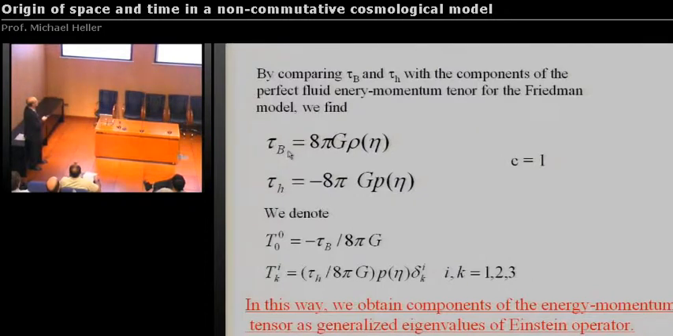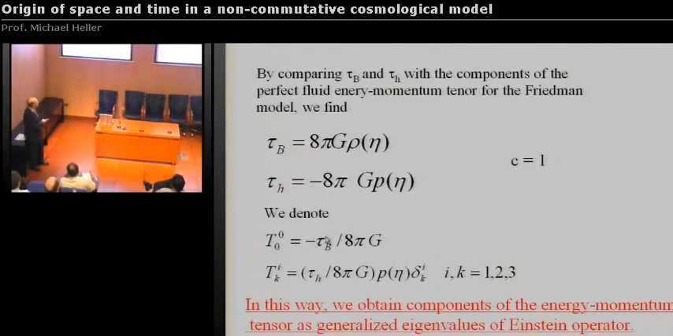B divided by G, where G is the gravitational constant. We assume, for simplicity, that the velocity of light is 1. So this is the time component of the energy-momentum tensor, and the remaining components are related to pressures, these two, like that. In this way, we obtain the components of the energy-momentum tensor as generalized eigenvalues of the Einstein operator.